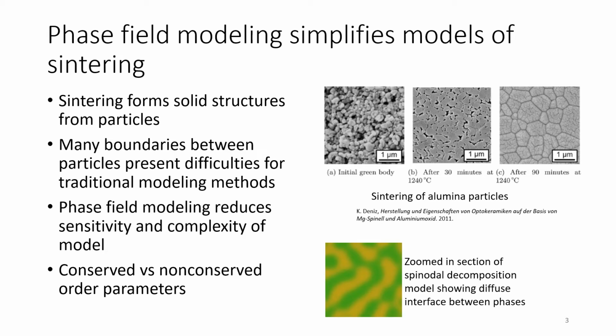Order parameters can be conserved or non-conserved. A conserved order parameter would be the total concentration of a system during spinodal decomposition, whereas a non-conserved order parameter might be the amount of solid during solidification.